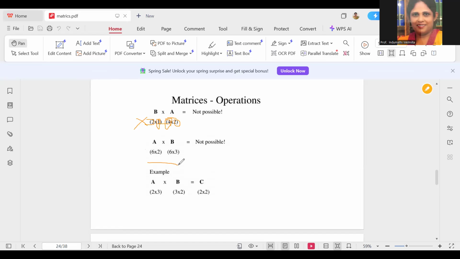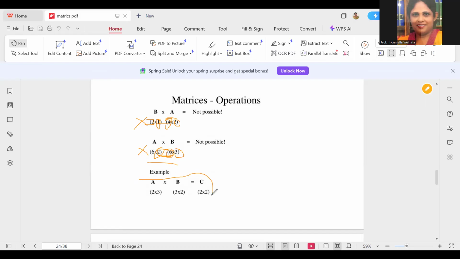In the second one you can see 6 and 2, that means matrix A has 6 rows and 2 columns. We have to check this one. And B, the second matrix, has 6 rows and 3 columns, right? So to multiply, these two, 2 and 6, should be equal, but they are not equal. Therefore, we cannot multiply these two, right?